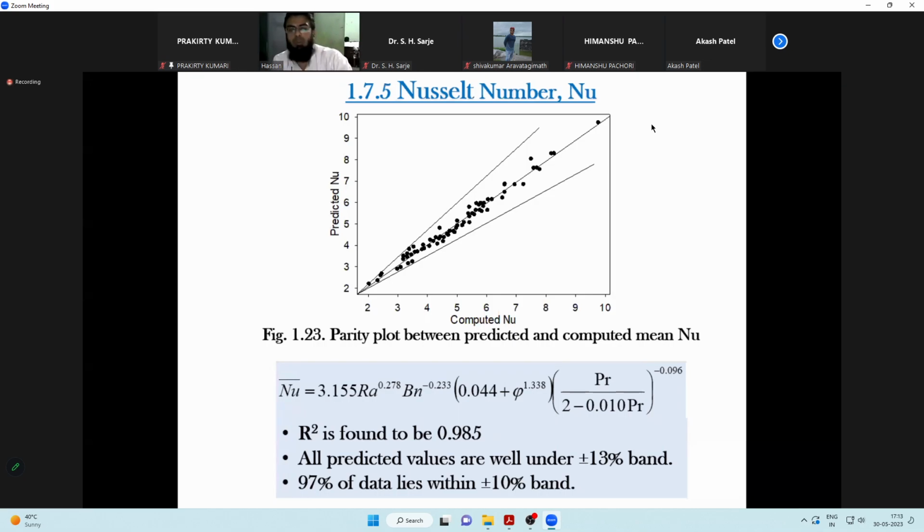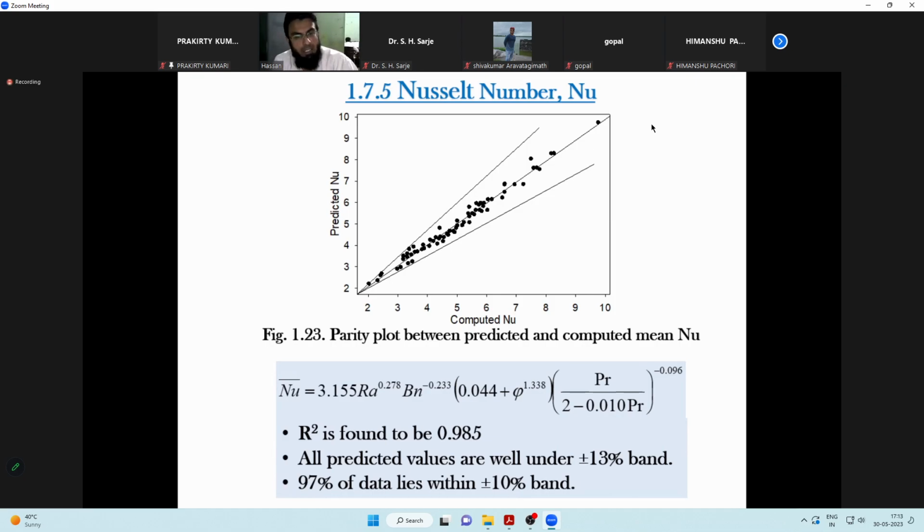3.155 Ra to the power 0.278, Bn to the power minus 0.233, multiplied by 0.044 plus concentration to the power 1.338, multiplied by Pr by 2 minus 0.010 Pr to the power minus 0.096. So the average Nusselt number was positively dependent on Ra.